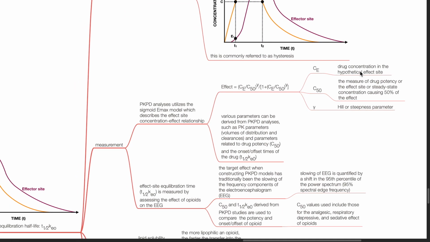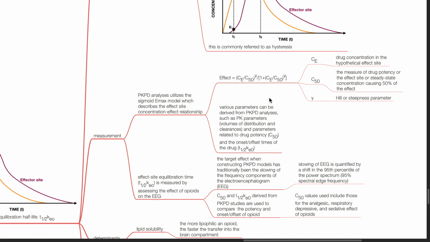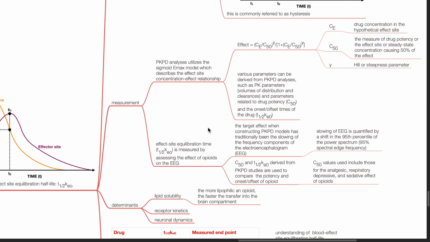PK/PD analysis utilizes the sigmoid Emax model, which describes the effect site concentration-effect relationship. The formula is illustrated here. Various parameters can be derived from PK/PD analysis, such as PK parameters, volume of distribution and clearances, and parameters related to drug potency, C50, and the onset-offset times of the drug. The effect site equilibration time is measured by assessing the effects of opioids on the EEG.